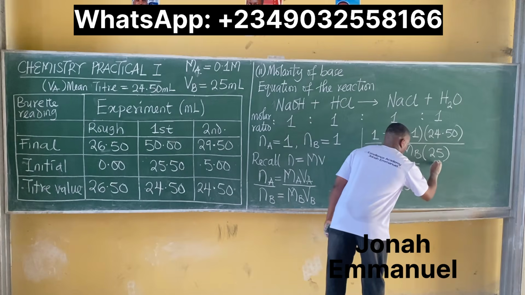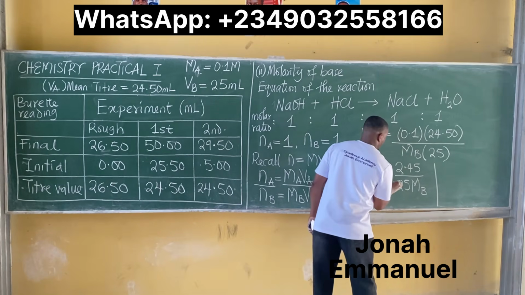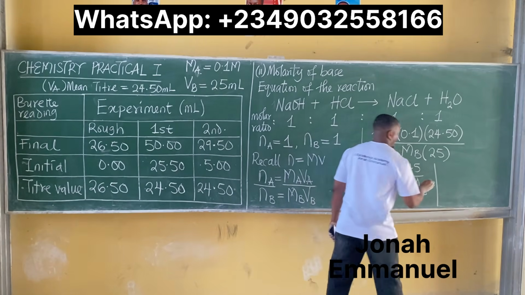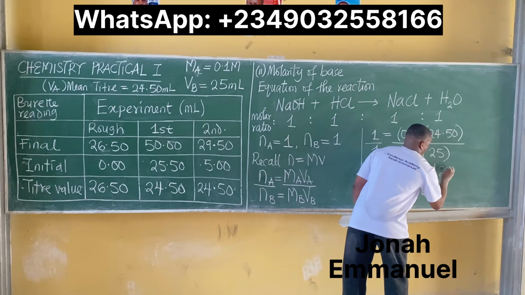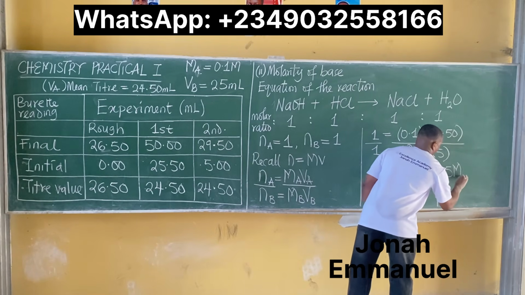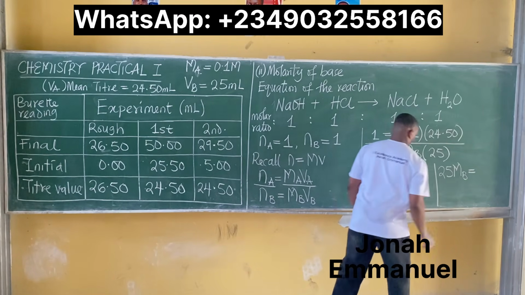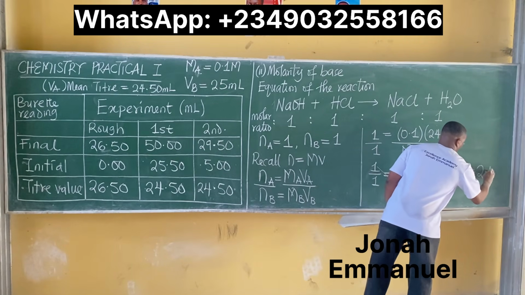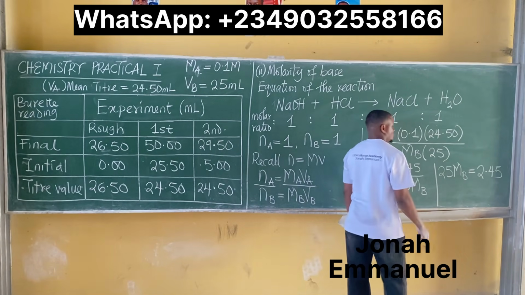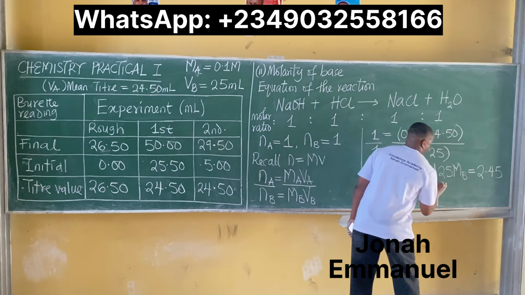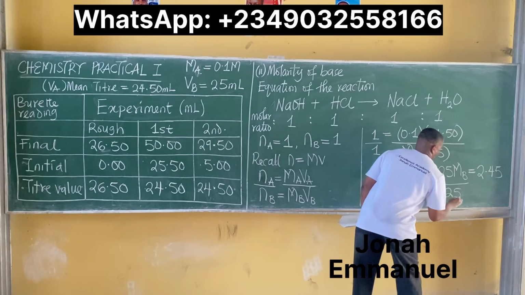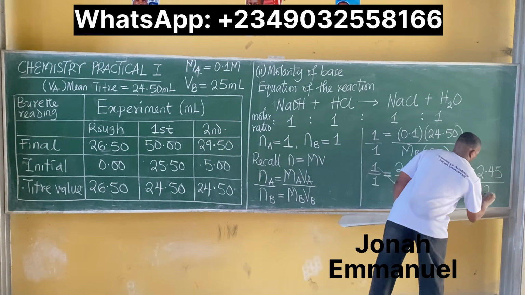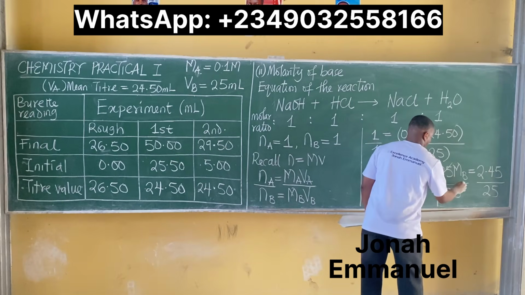Let's cross multiply from here. This times this, 1 times 25 MB gives you 25 times molarity of the base is equal to 1 times 2.45. To get molarity of the base, divide here by 25, divide here by 25. This cancels this.